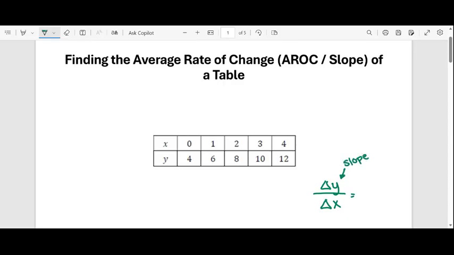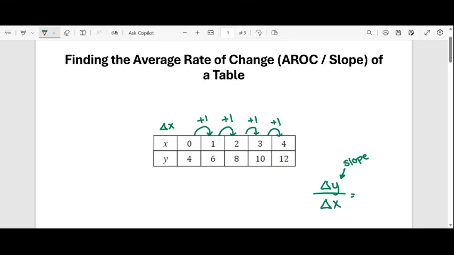To do that, we'll start at the top of the table where we have our X values, and we'll find our change in X values. To do this, we just look and see what the change is between the X values that we have. So if we went from 0 to 1, we added 1. From 1 to 2, added 1. 2 to 3, added 1. And 3 to 4, added 1. So our change in X is plus 1 or a positive 1.